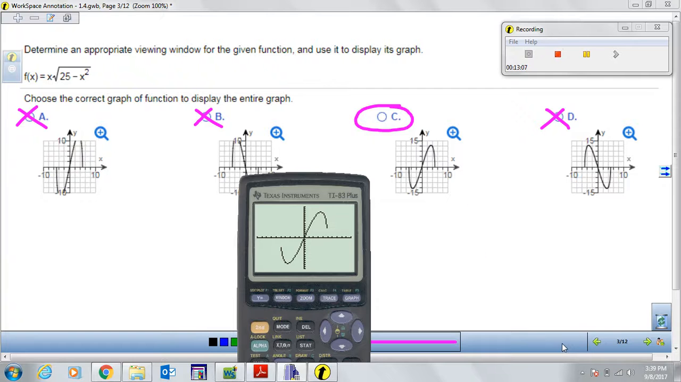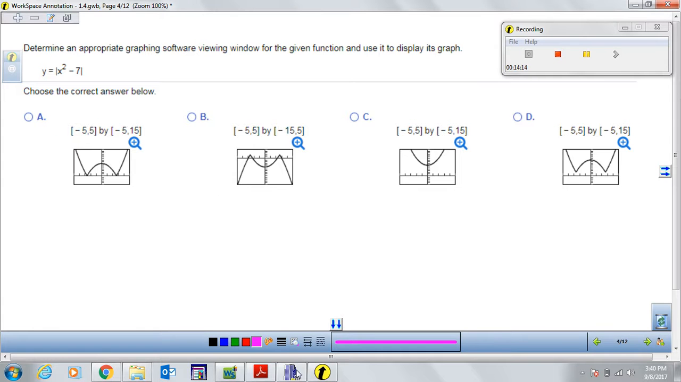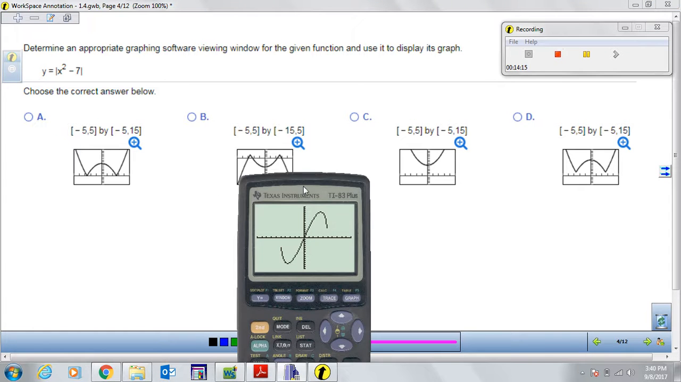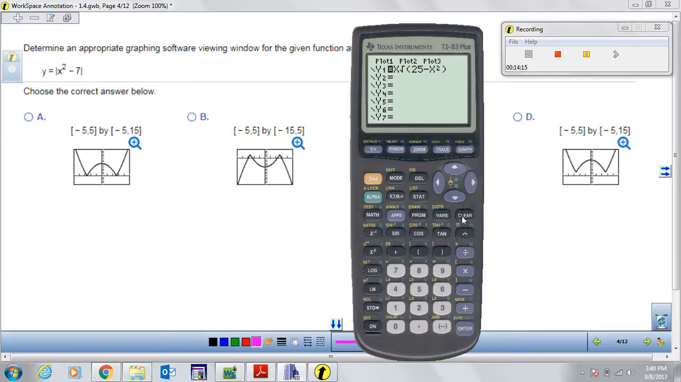So this is just showing you how to use the technology to your advantage for other sections where you may need to graph and you want to be able to see the answer from the graph without having to show your work for a particular question. So this one, it's an absolute value function. Where are you going to find this symbol for the absolute value?